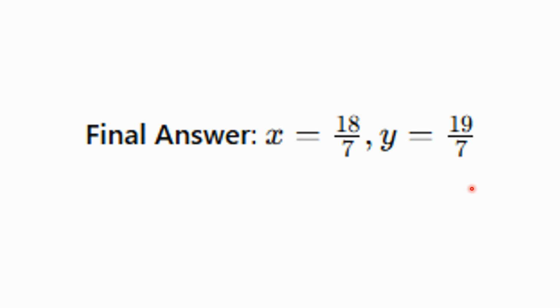So our final answer here for x and y: x will be equal to 18 sevenths, and y is equal to 19 sevenths. So hopefully you got this answer. If not, feel free to pause the video, rewind it, go back to where maybe you made your mistake, and hopefully the video has been helpful to you.